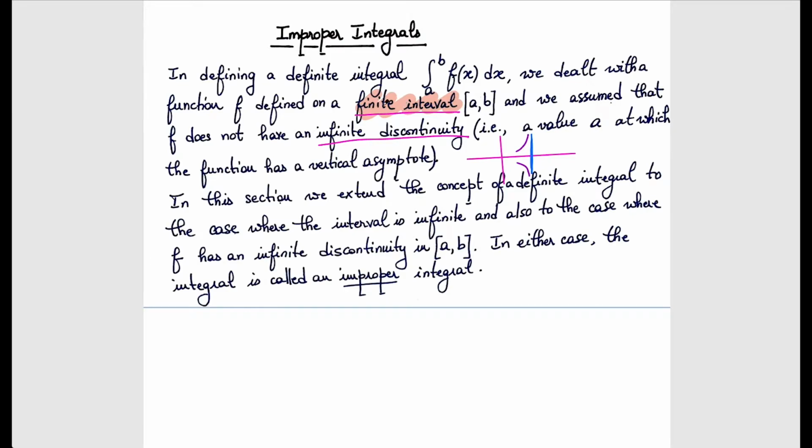So now we're going to consider cases where the length of the interval is infinite. And also we're going to consider cases where the function may have infinite discontinuity within that interval AB. Okay? In either case, the integral is going to be referred to as an improper integral. Let's start by discussing the former type, which is integrating over an interval which has infinite length.